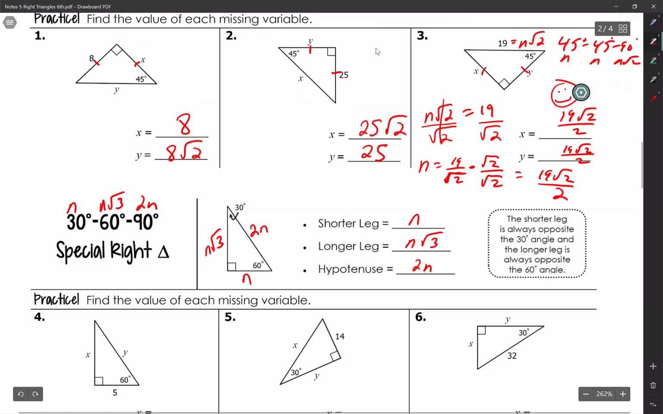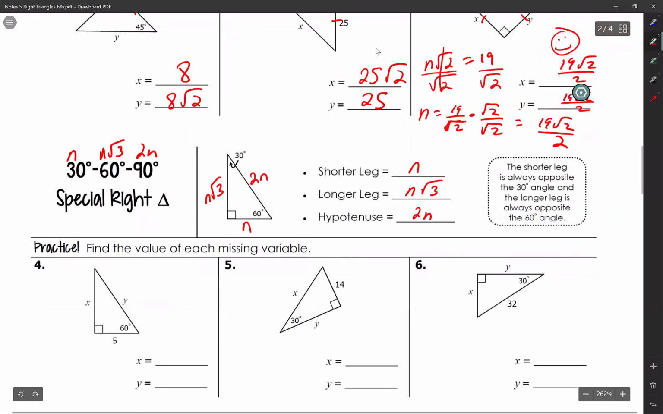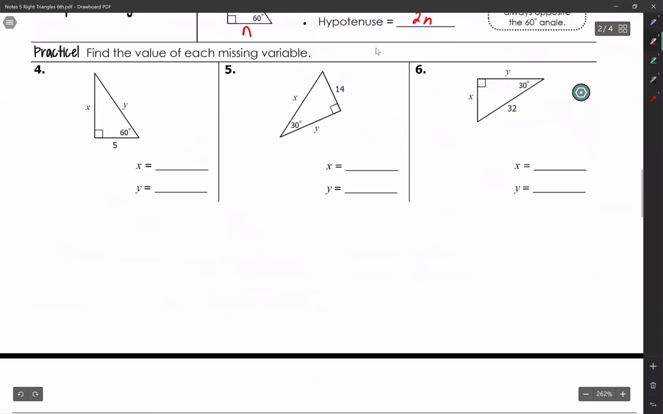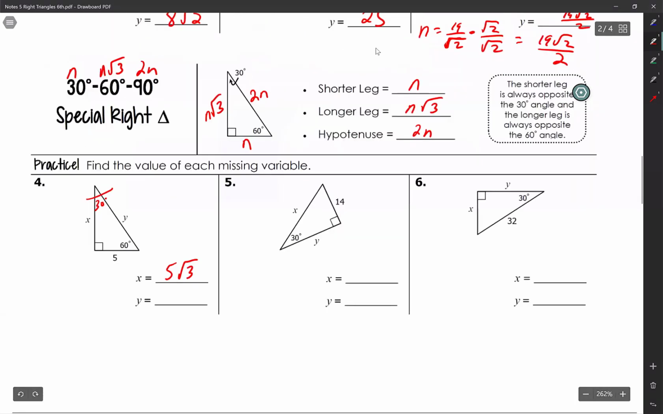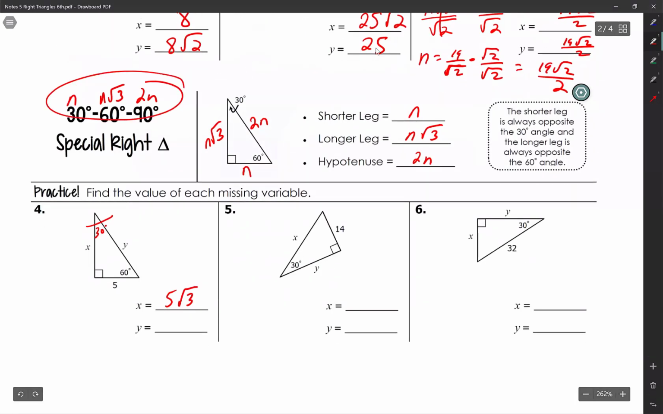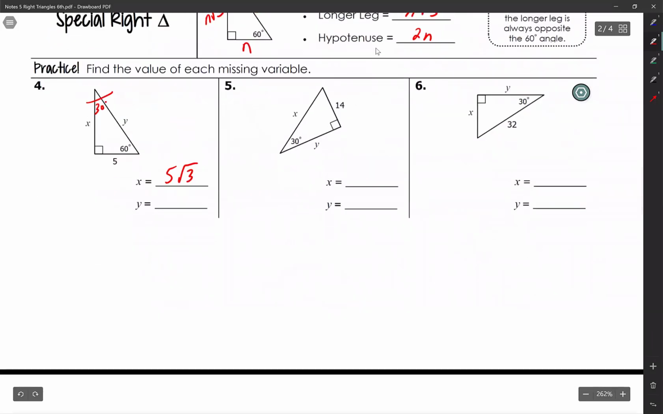All right, I think we are ready, and let's keep going. So I have a 30, 60, 90 triangle right here. I know that my short leg is 5. So if my short leg is 5, that means my long leg, which is x, has to be 5 square root of 3. I'm just following the rules. And then my hypotenuse has to be double the short leg. That's my short leg here. That's my SL. So my y, the hypotenuse, has to be 10.